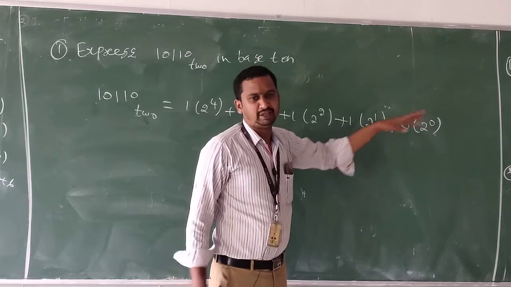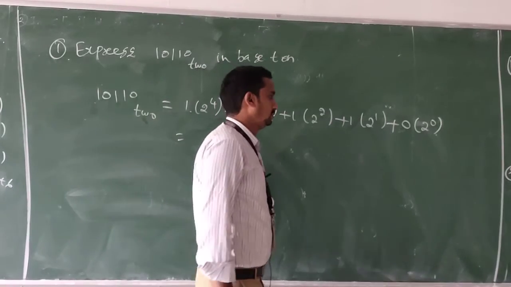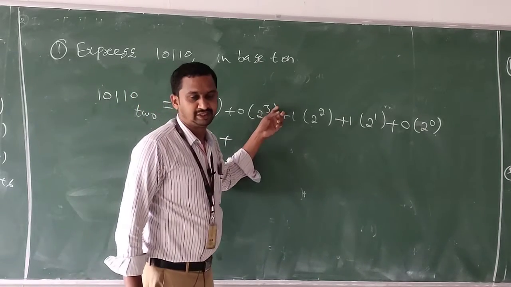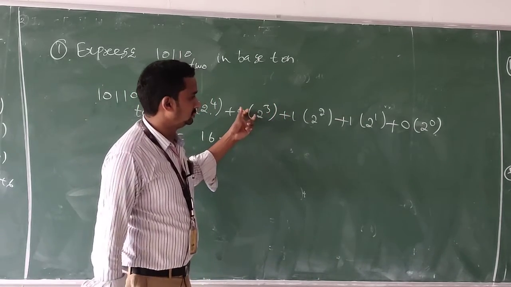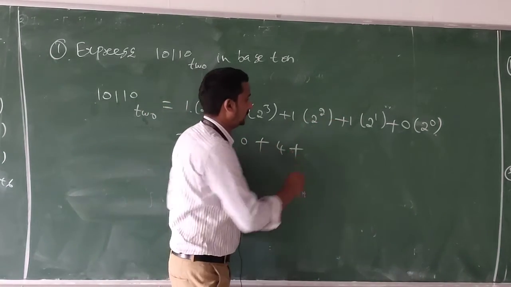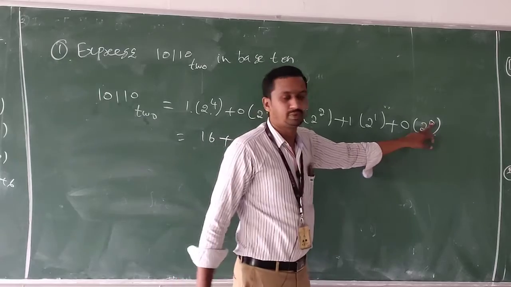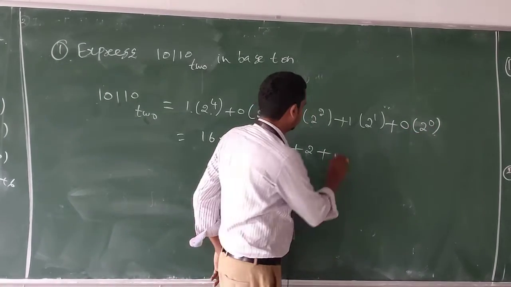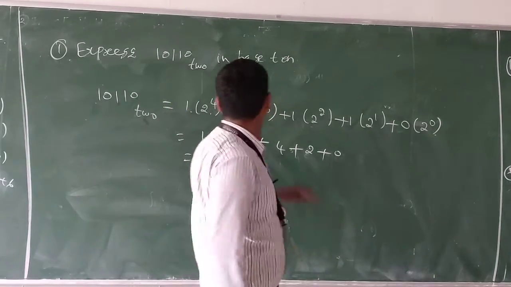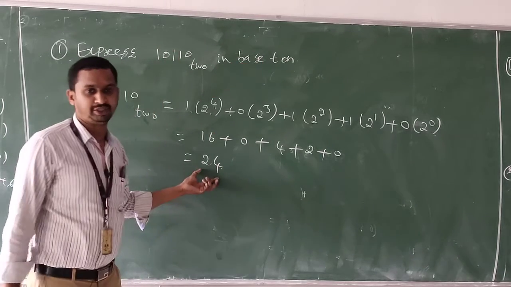Now the ordinary simplification. So 1 into 2 power 4, what is the value of 2 power 4? 2 into 2 into 2 into 2, 4 times, so we get the value 16. 16 into 1 is 16. 2 cube value 8, but 8 into 0 is 0, plus 2 square value 4, 4 into 1 is 4, plus 2 power 1 value 2, 2 into 1 is 2, plus 2 power 0 value 1, but 1 into 0 is 0. After adding, we get the answer 24. So 10110 base 2 converted into base 10 gives the answer 24.